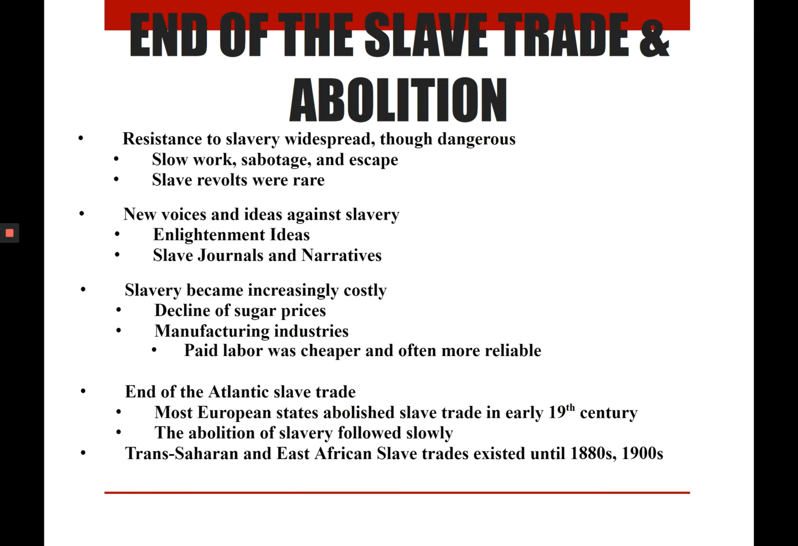And so even after the end of the Atlantic slave trade, the Trans-Sahara and the Muslim slave trade would continue. And that slave trade is going to continue all the way until the late 1800s.